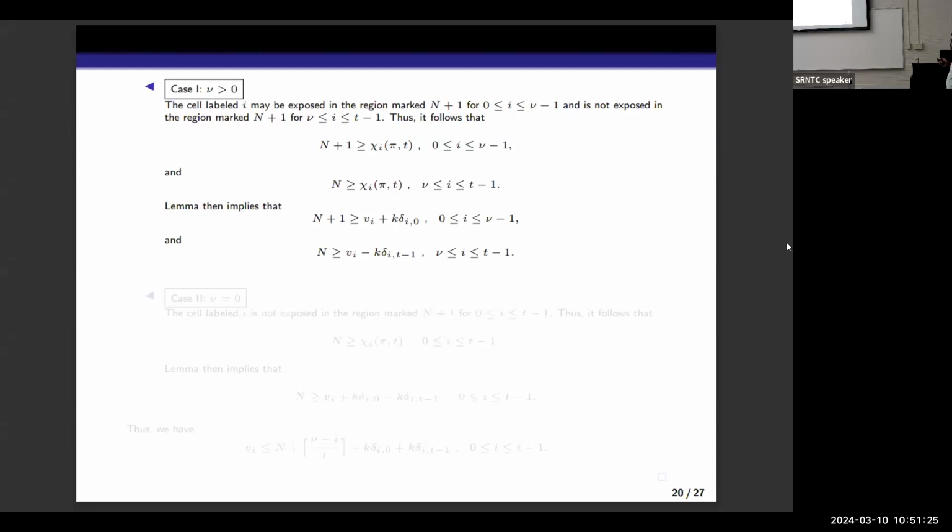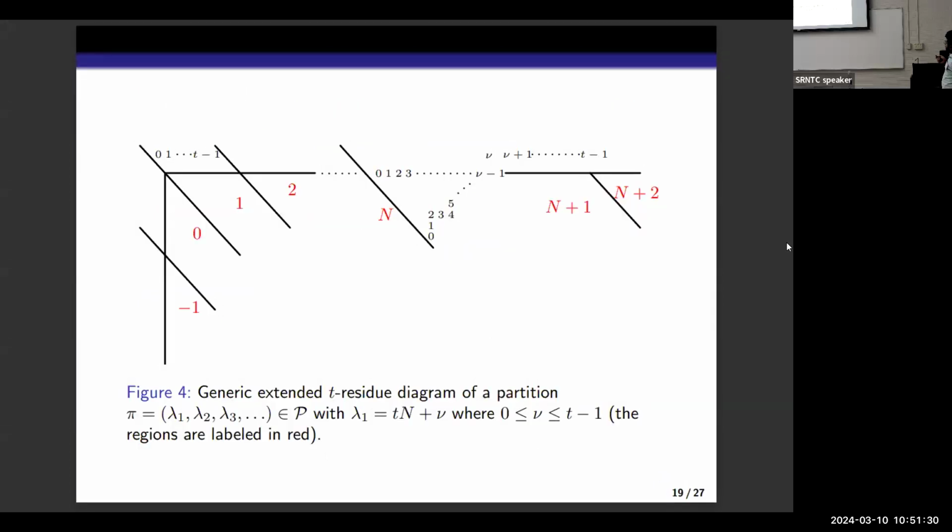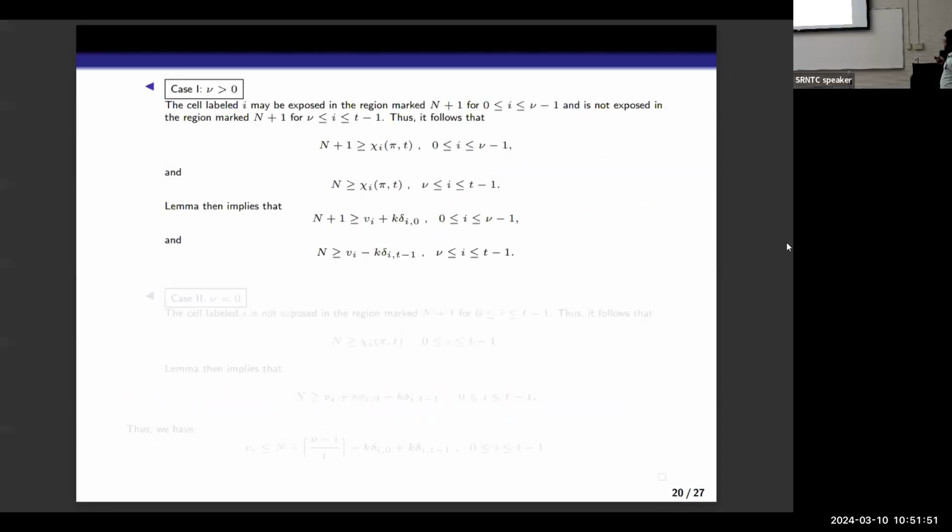So for nu greater than 0, any cell labeled I in the region n plus 1 may be exposed, for I being between 0 and nu minus 1, because it may either lie on the rim or it may lie anywhere else. If it lies on the rim, and also at the end of a row, it's exposed in the region n plus 1. But if it lies anywhere else, it's not exposed. So the largest region where it can be exposed is n plus 1. So you have this inequality, which gives the inequality for chi I.